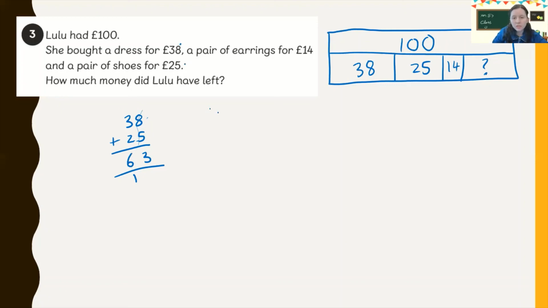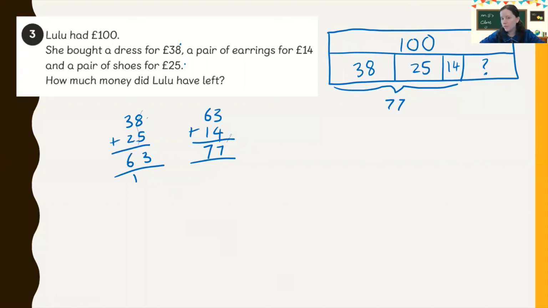So 63 add 14. 3 add 4. Did you get 7? Well done if you did. And 6 add 1. Oh, it's 7 again. So all of this together is 77. So now what do we do? Okay, so this is where it gets a little bit tricky. So we need to take that 77 away from our 100.